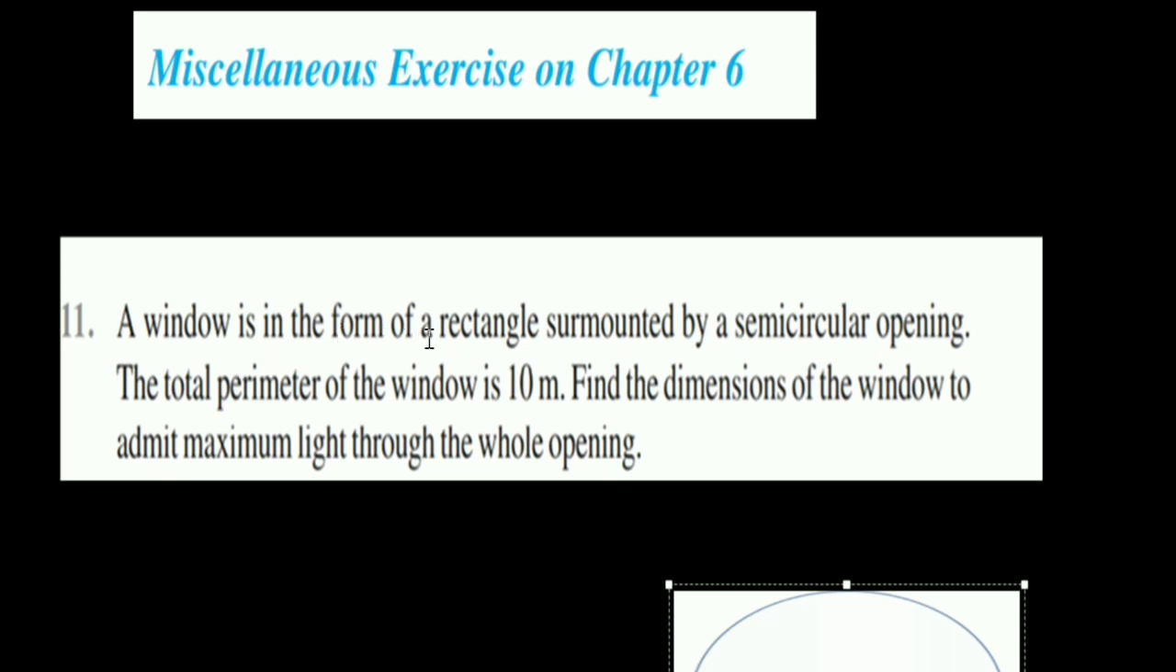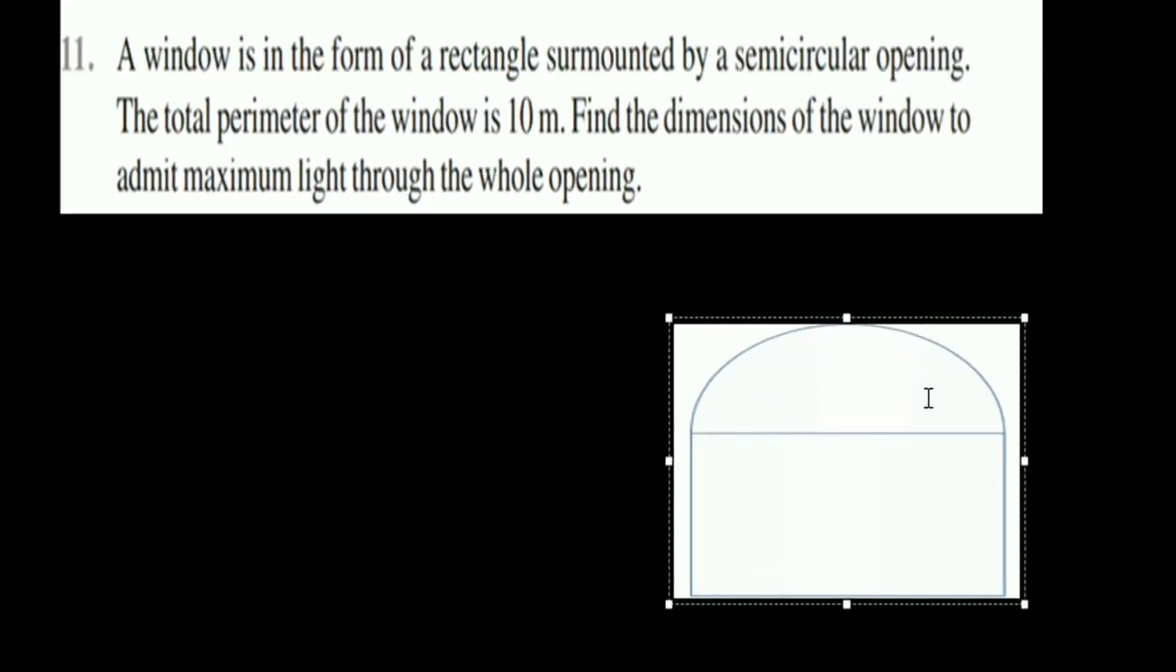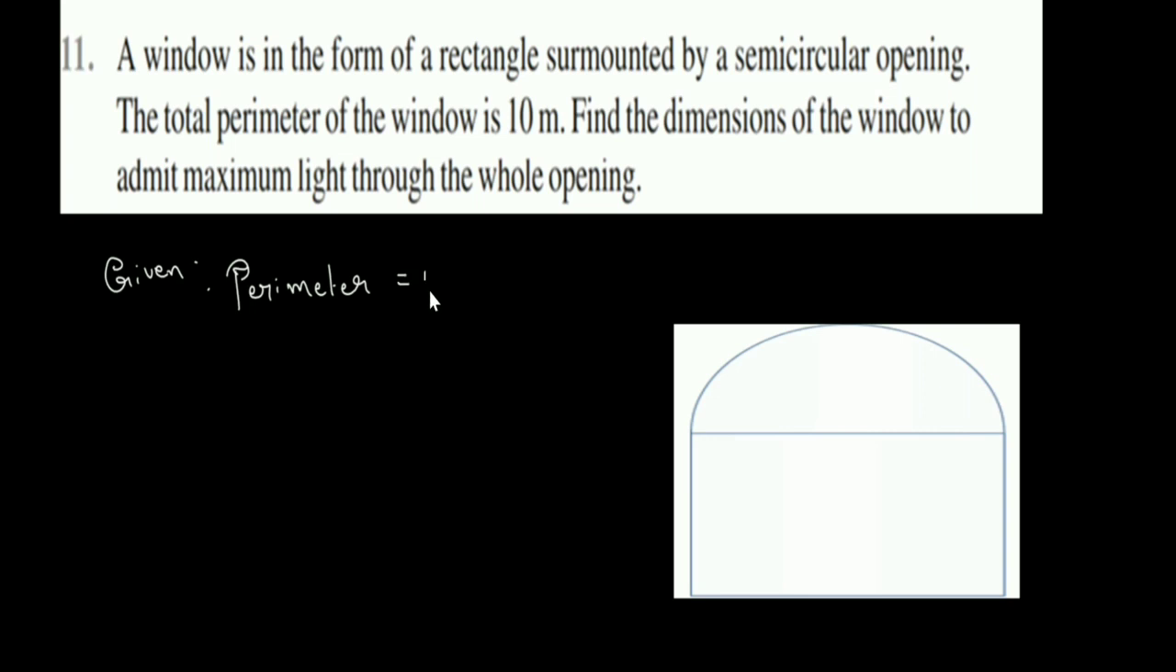A window is in the form of a rectangle surmounted by a semicircular opening. The total perimeter of the window is 10. Find the dimensions of the window to admit maximum light through the opening. What is given? The perimeter is given as 10 meter.